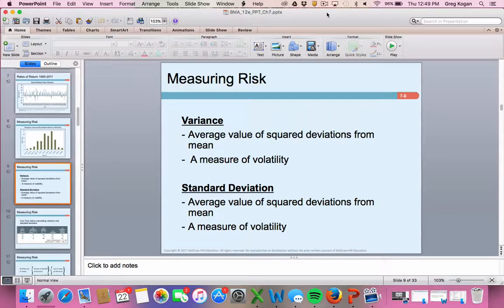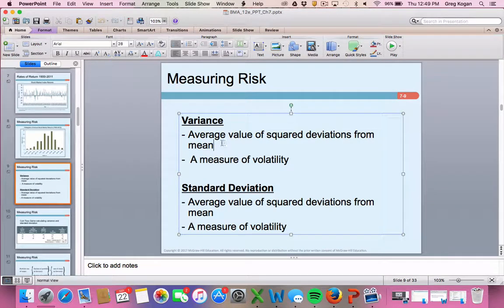Now, as we look to measure risk, this is how we're going to measure standard deviation. Look at a couple of examples. So we have variance, which is the average value of squared deviations from the mean. It's a measure of volatility.